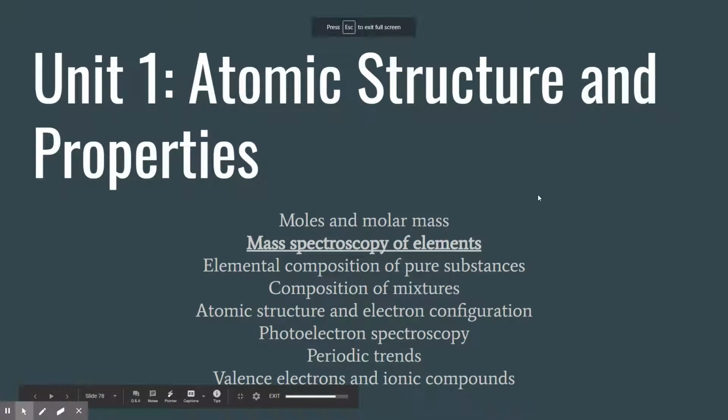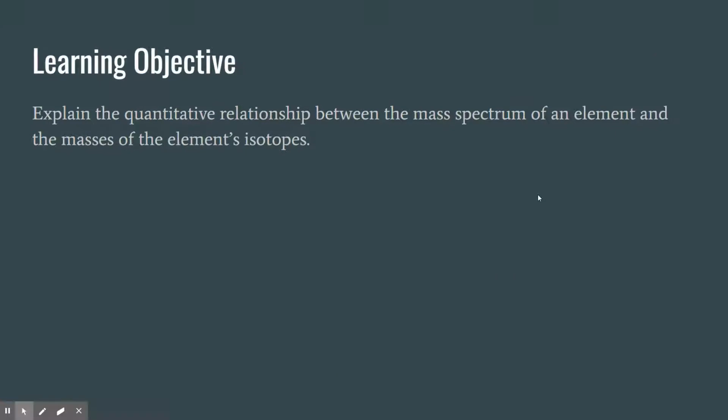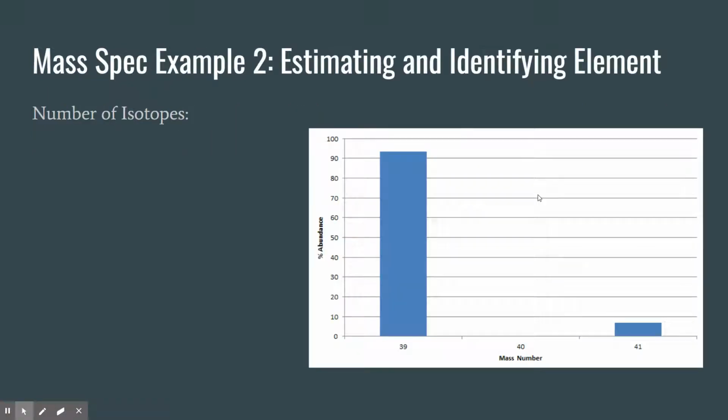Let's take a look at mass spectroscopy of the elements a little bit closer, and our goal is going to be to identify an element from the mass spectrum. So let's just hop into an example. Here is a mass spectrum for an unknown element, and I want to know what element it is.